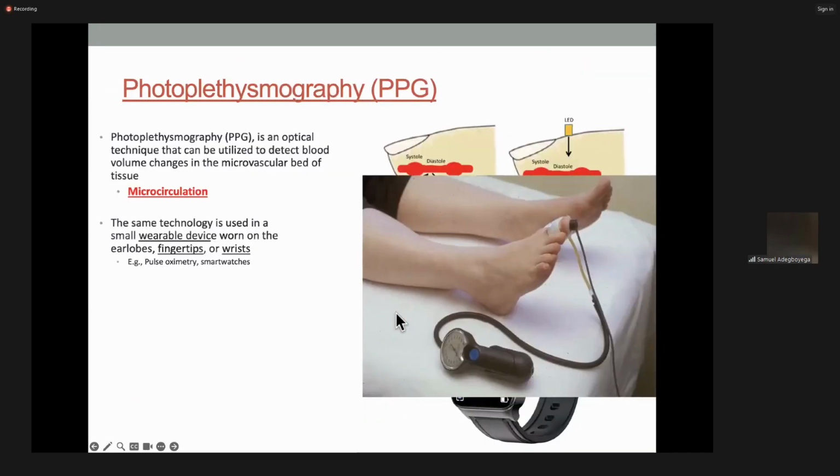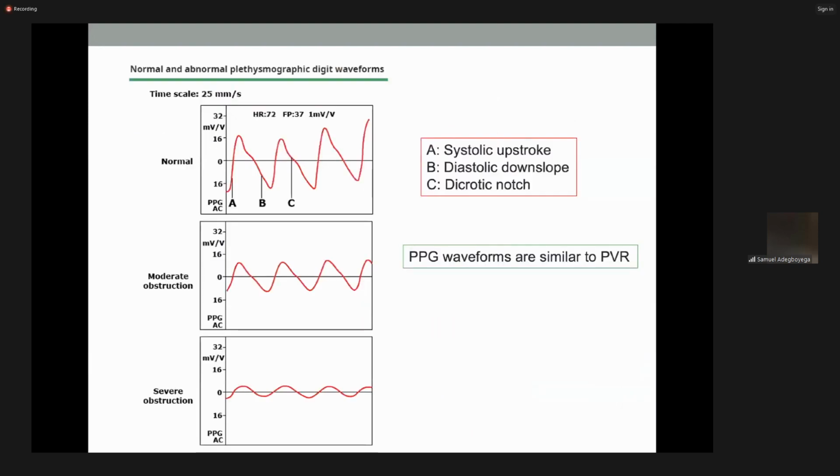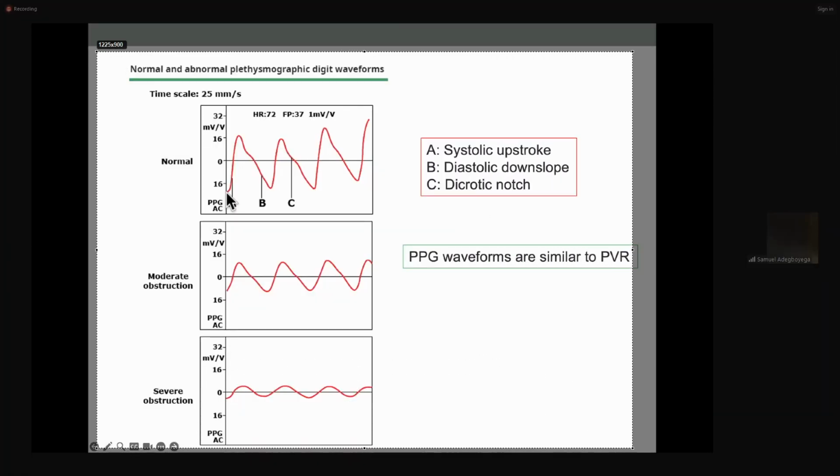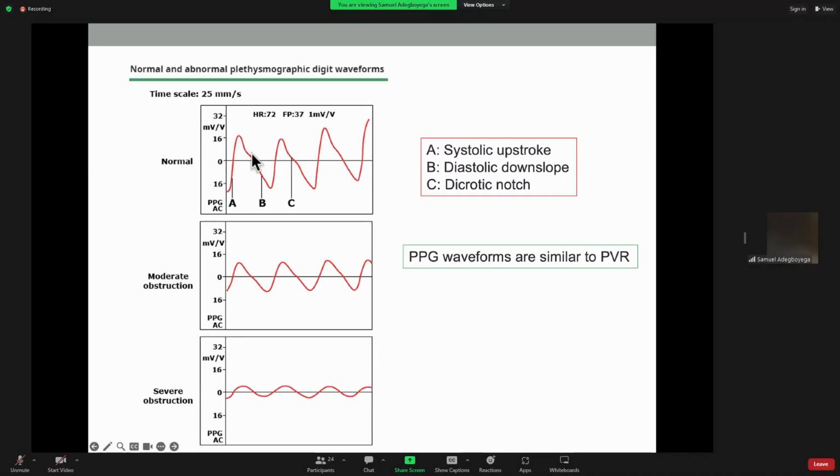Anyway, so this is your PPG right here. If you look at this PPG, doesn't that look like the waveform for PVR? They're pretty much the same thing. Basically, your systolic upstroke, diastolic notch, same thing with PPG, so it's similar to PVR.